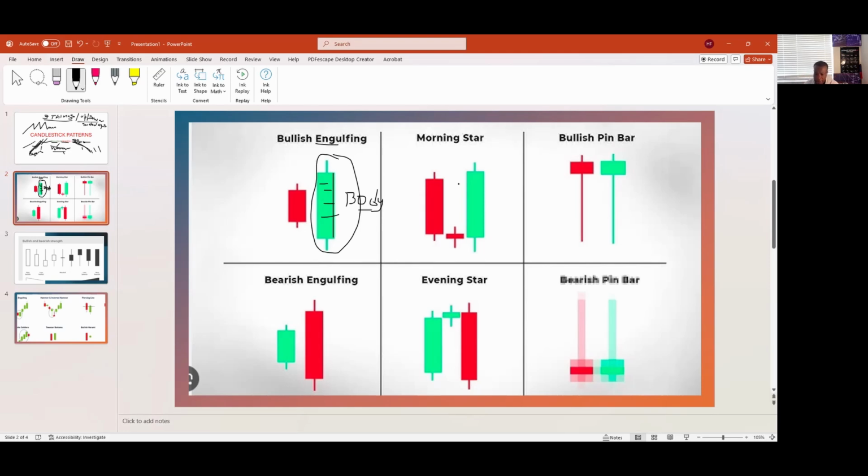And we have these candles. We call this morning star. All those candles, all the ones at the top here, are the bullish morning stars.